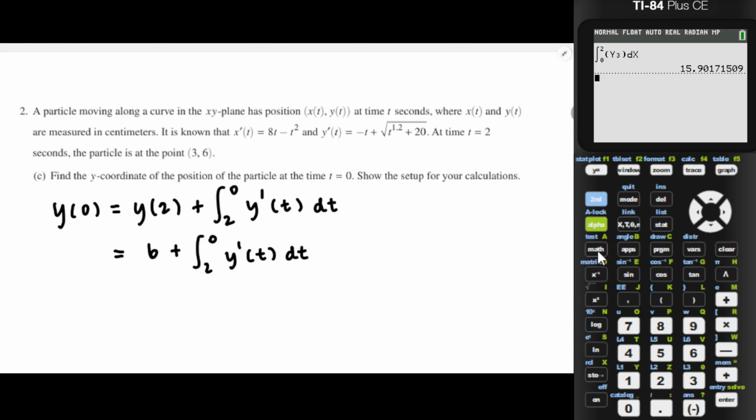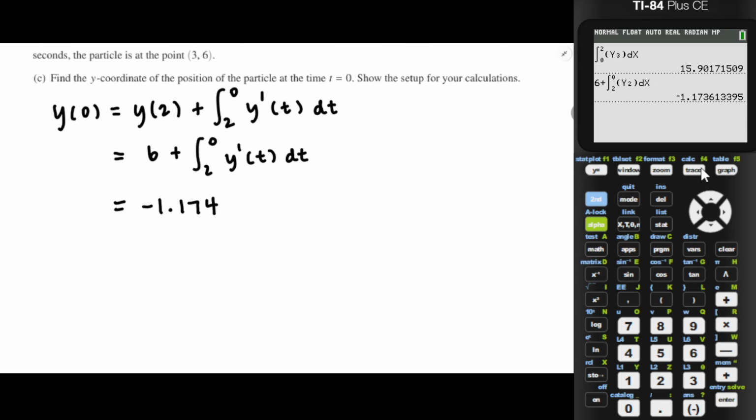So I'm going to take 6 and I'm going to add math 9, integral from 2 to 0 of y2 dx, and let it go, and I'll get that equal to negative 1.174 or 1.173. Okay, and that's part C. We showed the setup for our calculations.